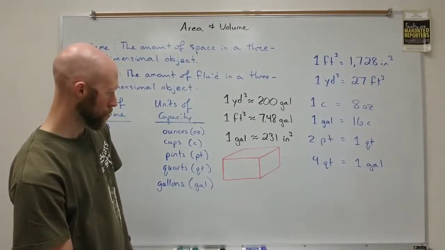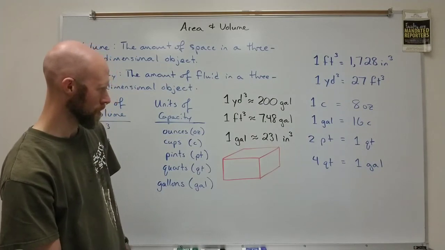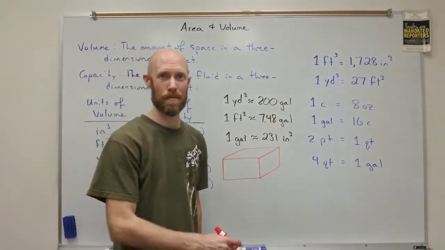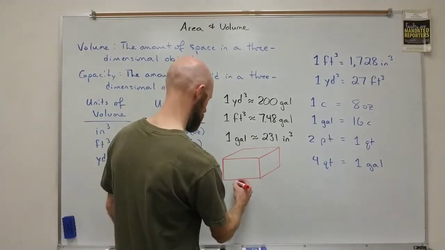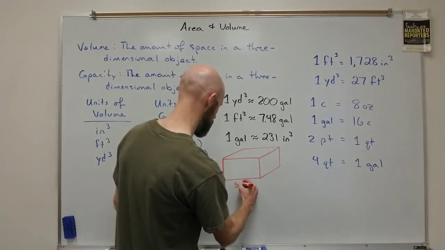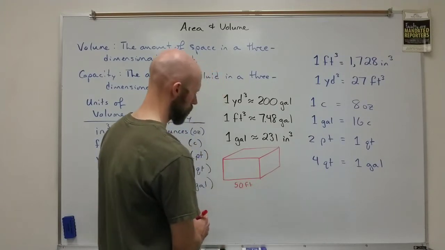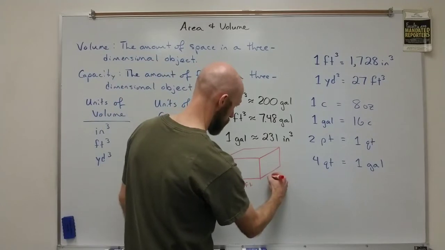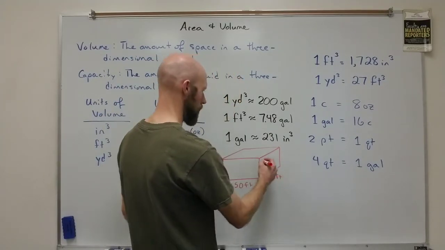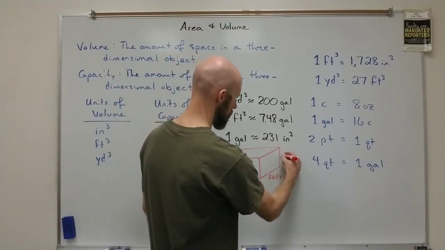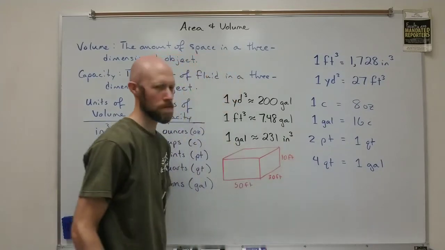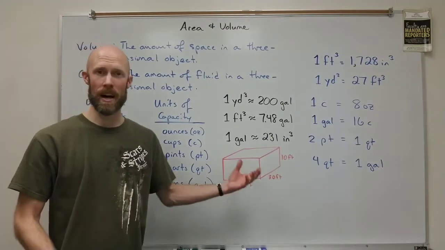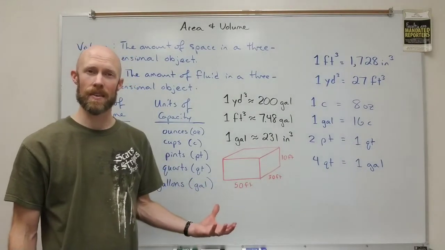In the swimming pool, just to give some reasonable dimensions, I'm not going to make it a huge lap pool or something. We'll just make it a little bit smaller. So let's do 50 feet in length, maybe 30 feet across here, and maybe 10 feet deep. So we've got some nice round numbers to work with, and we can find the volume and the capacity of this swimming pool.